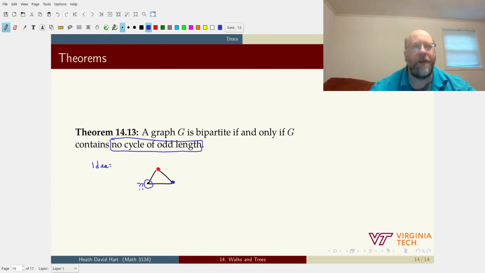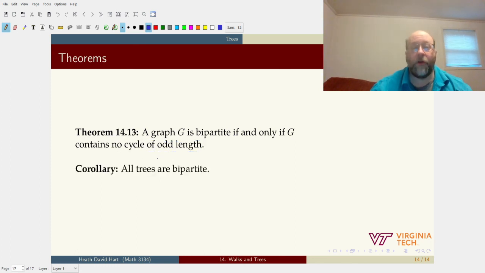If I have an even cycle, I don't have that problem, because I can make every other vertex red, and I can make every other vertex blue. And that's perfectly good. But for an odd cycle, I can't finish the cycle. And so Theorem 14.13 says that a way of testing to see if a graph is bipartite is just to see if it has any odd cycles in it, triangles or pentagons or heptagons or nonagons and so on. And if it does, it's not bipartite. A corollary is that because trees don't have any cycles at all, trees are bipartite.